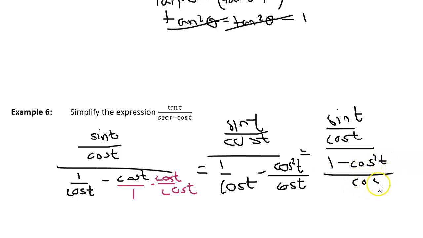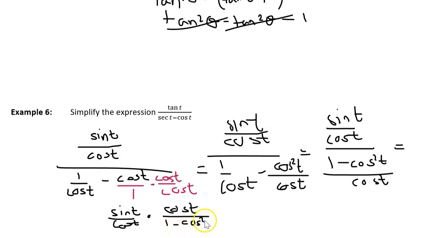And then we're going to go back to that strategy that we introduced in the first video. When you're dealing with complex fractions, dividing by a fraction is the same as flipping and multiplying by the reciprocal. So this expression is going to become sine t over cosine t times, now don't forget to flip, cosine t over 1 minus cosine squared t.